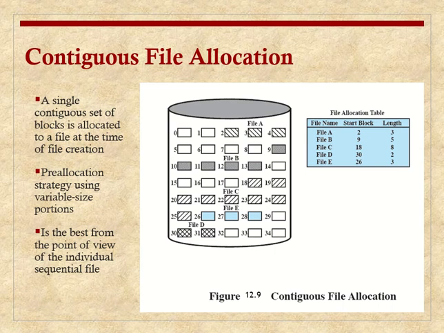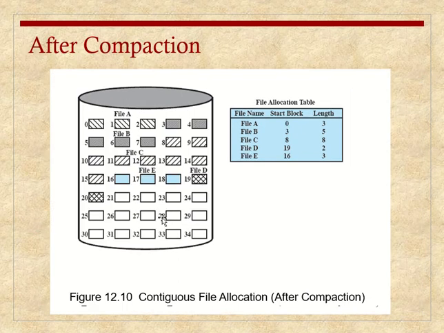there are some problems with contiguous file allocation because external fragmentation will occur. To handle this problem, from time to time, compaction needs to be done to free up additional space on the disk. So with contiguous file allocation, compaction should be done. This is how it looks after compaction.